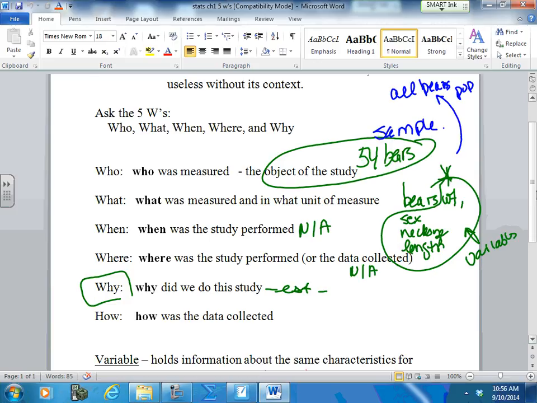So when we break down a statistical article, it's a little bit different than when you look at an English essay or article. In English, you're looking to see who wrote it, what it was about, where the settings were. These are a little bit different, our 5 W's.